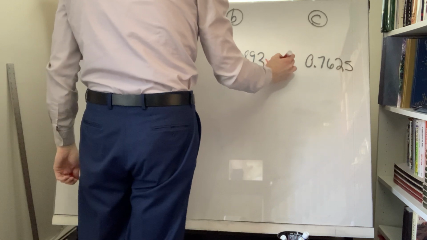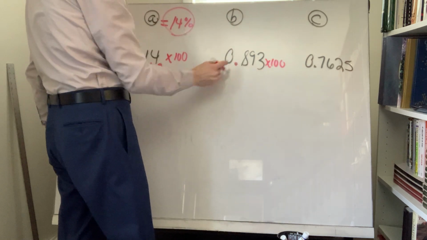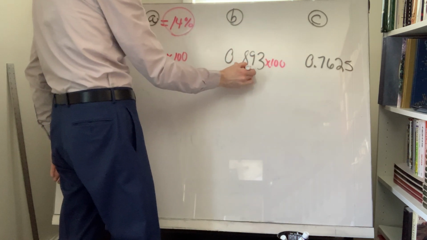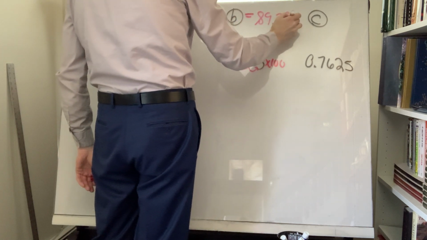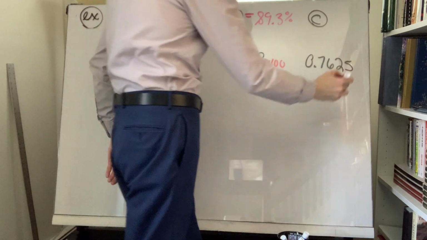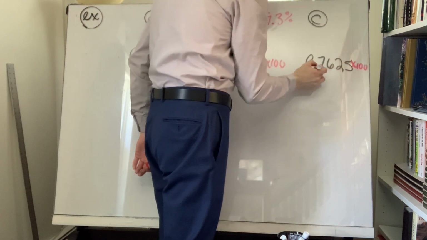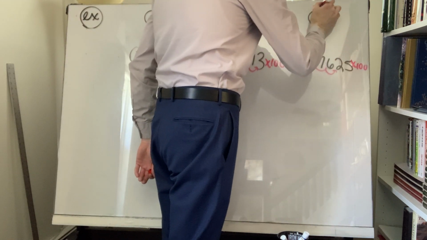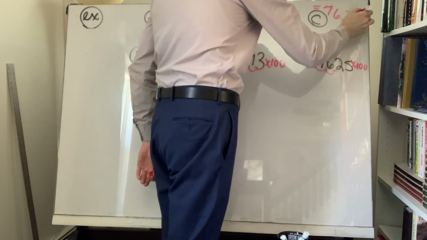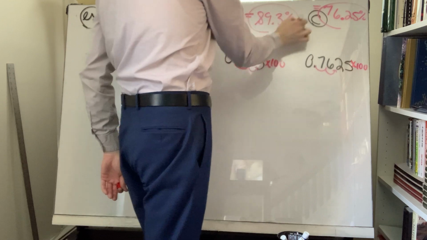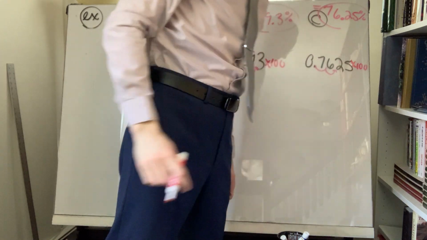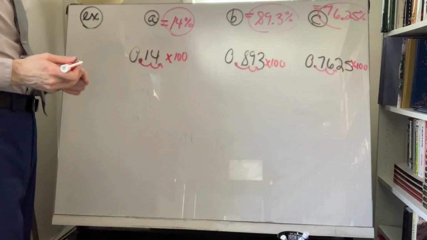Times 100. The effect is you move your decimal place, times is to the right. So your answer is 89.3%. Right? Times 100, 1, 2. This is 76.25%. Okay. That's pretty lickety split.